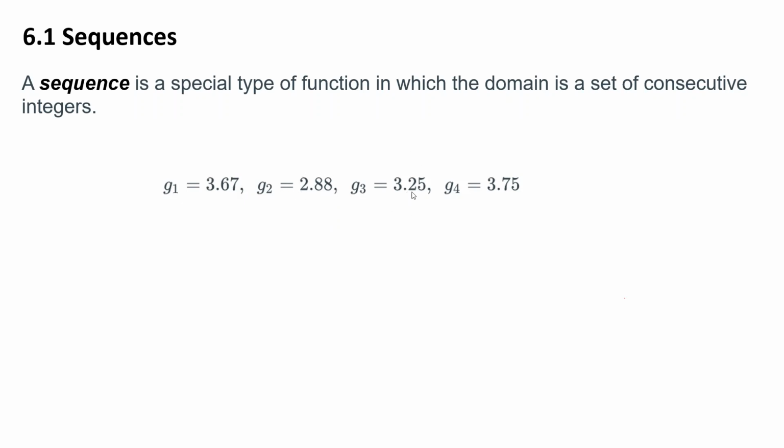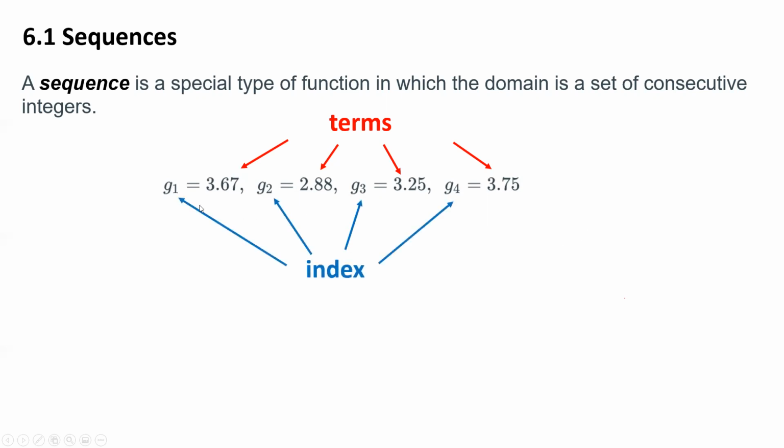So instead of using G and then putting a 1 in parentheses like we would do with a normal function, with sequences we usually use this notation where we have these subscripts. The subscripts represent those domain values. In this case, our domain values are 1 through 4, and then here are the different terms. We would say that there are 4 terms in this sequence, and that the index of each term is that little subscript. So for the first term our index is 1, then we have 2, 3, and 4. Those are the indices for that sequence.